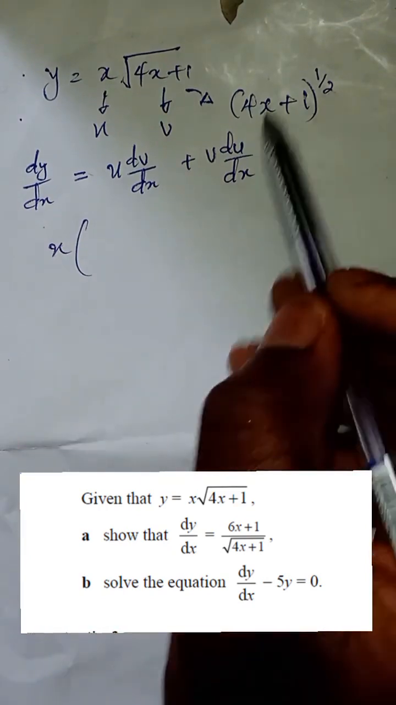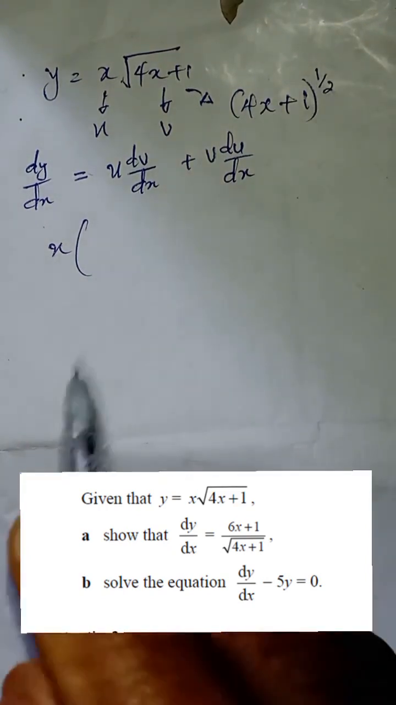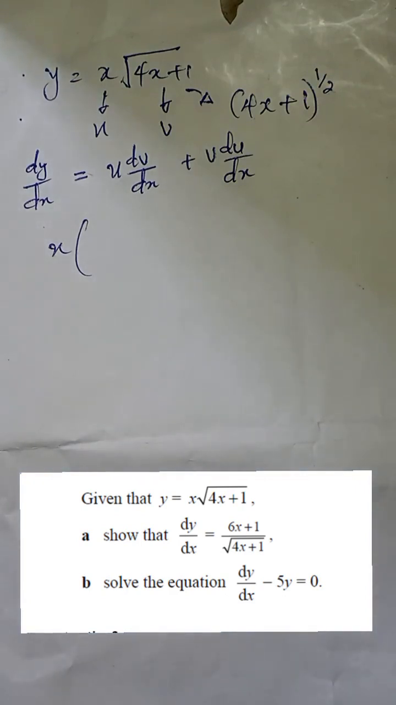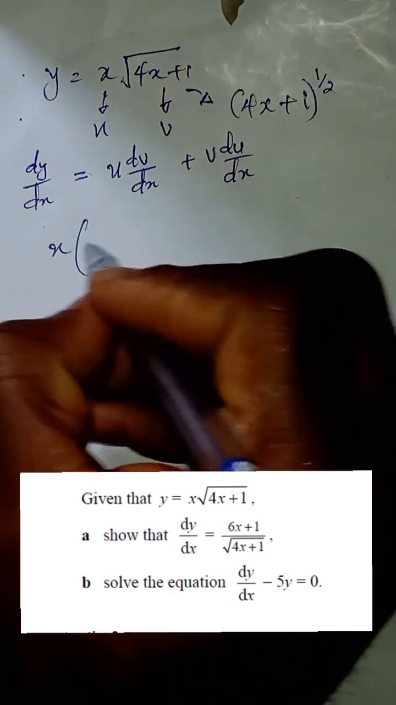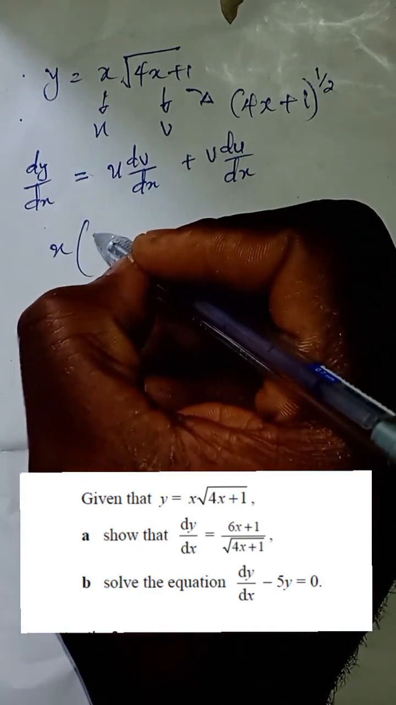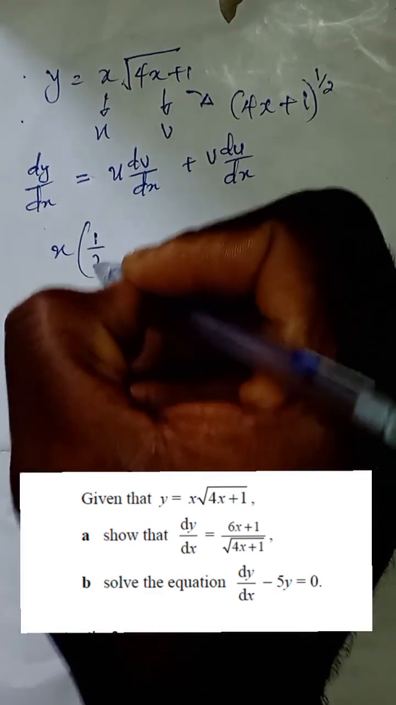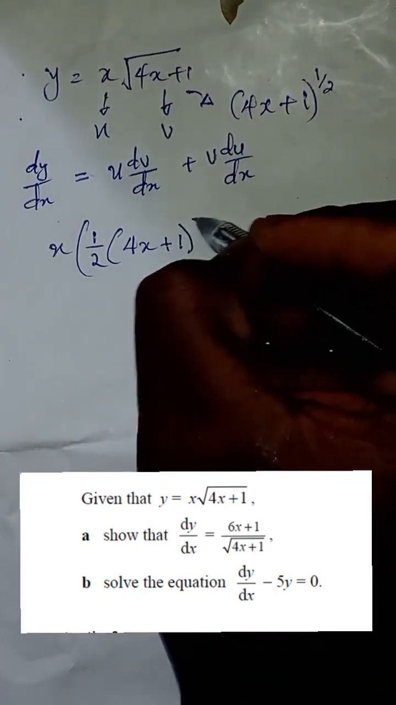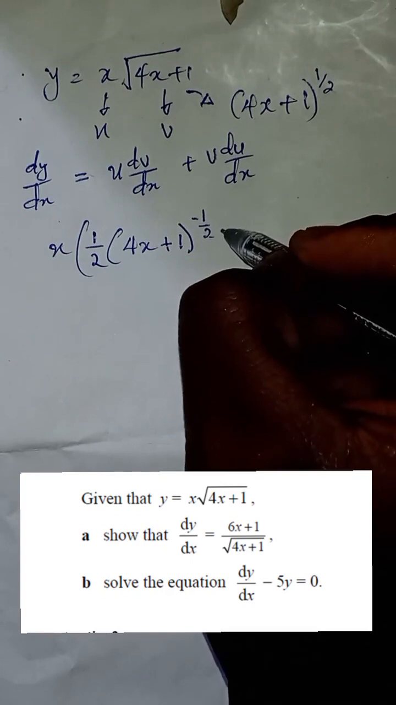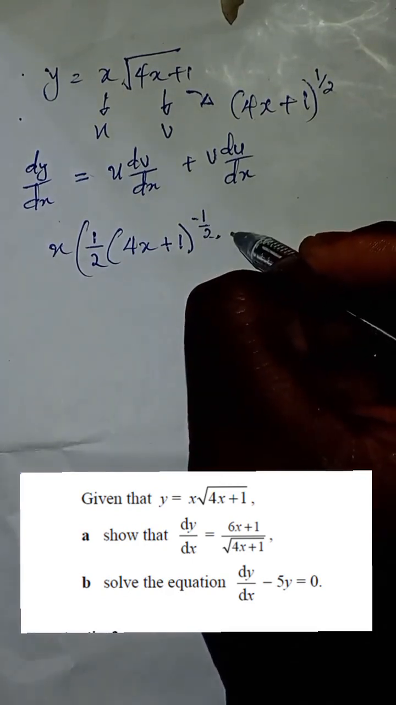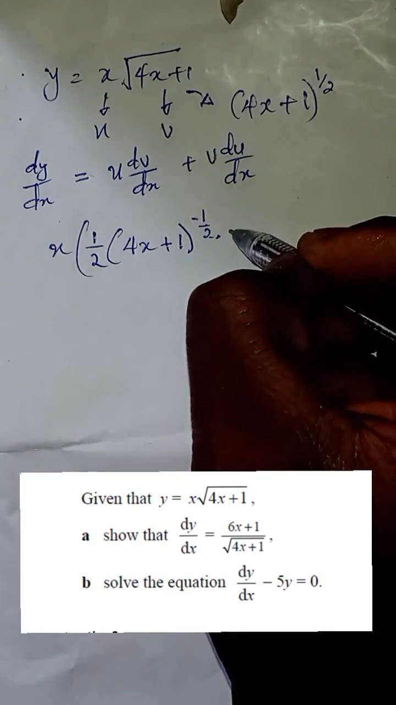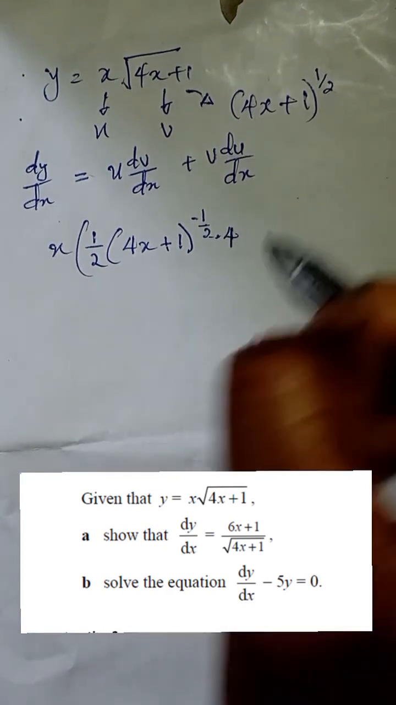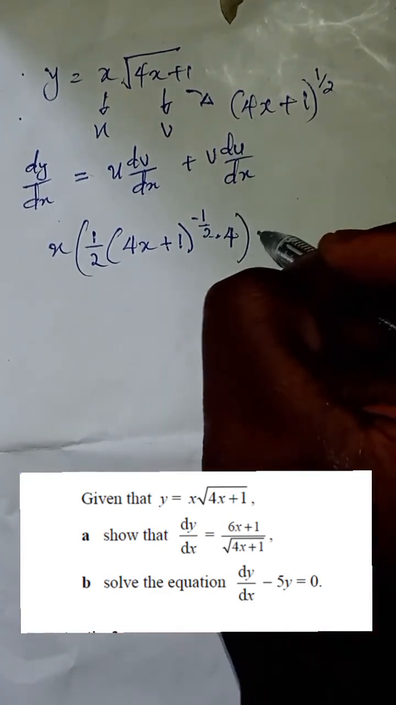So this is a function of a function, and I work with the chain rule. I'll create a video explaining the chain rule in depth for those of us that don't understand. But what we are going to have for our dv/dx will be something that looks like this: 1 over 2 into (4x plus 1) all raised to the power of minus 1 over 2, multiplied by 4. Okay, I think that's bold enough. Plus, move to the second part.